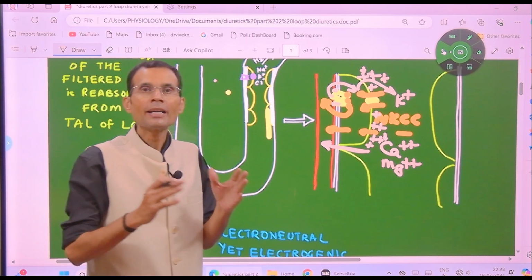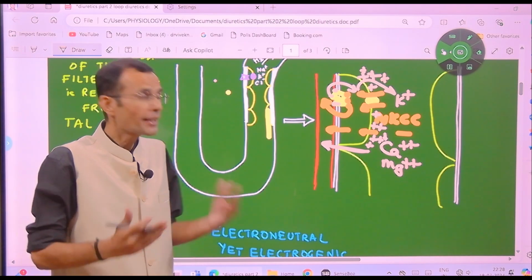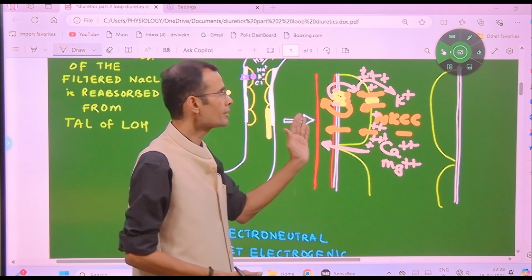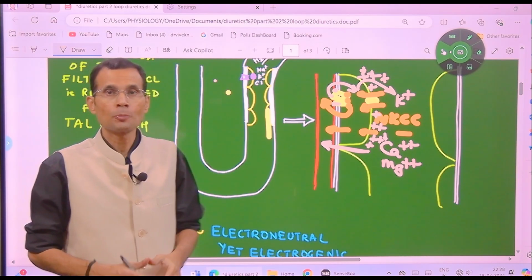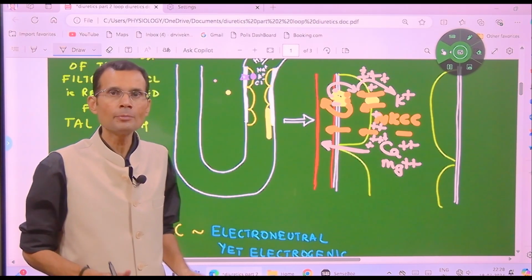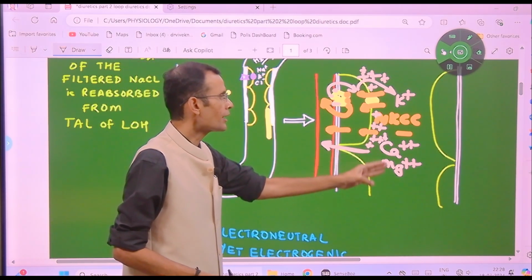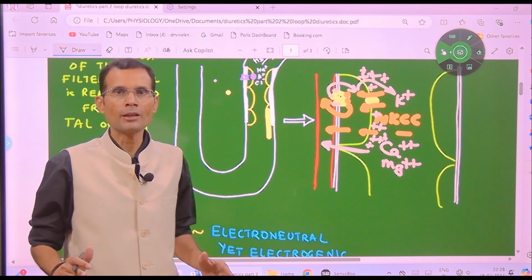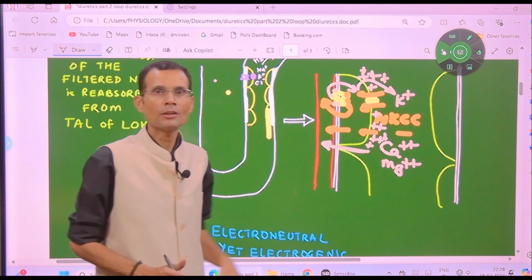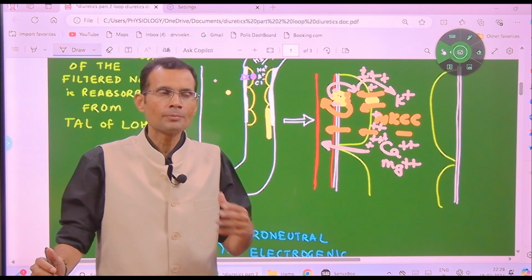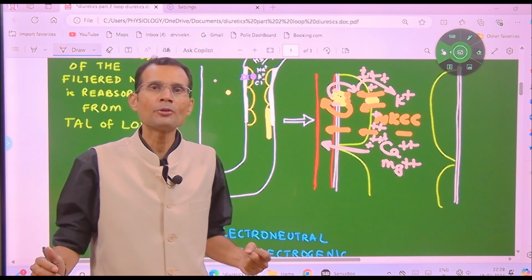They are driven by the electrochemical gradient, which is created, by the way, by the movement of potassium, the back diffusion. So potassium is driving the reabsorption of calcium and magnesium. And third, calcium and magnesium are reabsorbed by the paracellular pathway, not the transcellular one. Now I'll make a mention of loop diuretics.